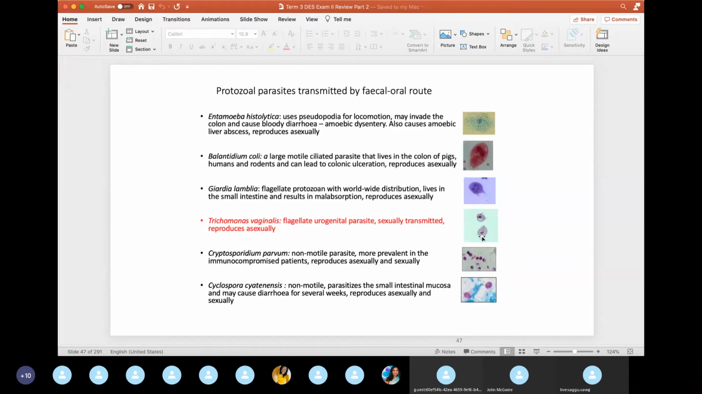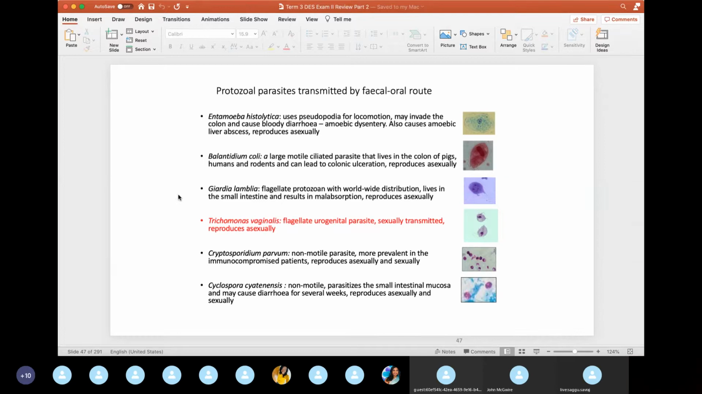Trichomonas. Look at the right side here, the image of your Trichomonas. They have flagella. They're a flagellated urogenital parasite. They're sexually transmitted and they reproduce asexually. Cryptosporidium. Are they motile? No, they are non-motile. More prevalent in immunocompromised patients. The most common cause of diarrhea in someone who has HIV/AIDS is Cryptosporidium parvum. Cyclospora cayetanensis. Are they motile? No, they are non-motile. They may cause diarrhea for several weeks and they reproduce sexually and asexually.